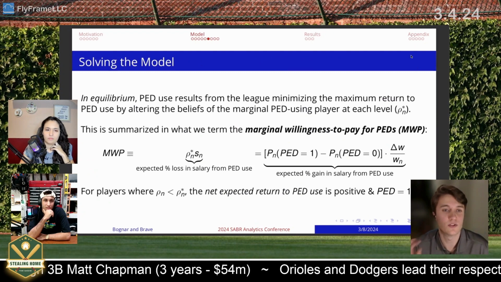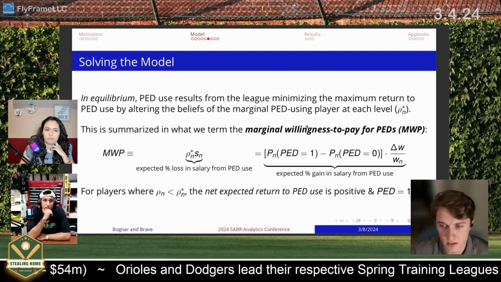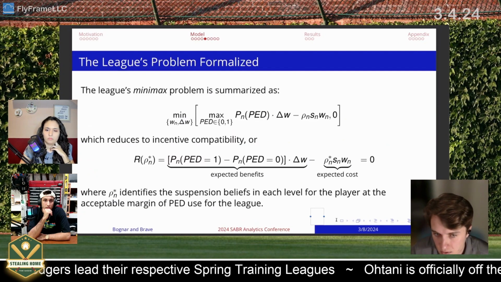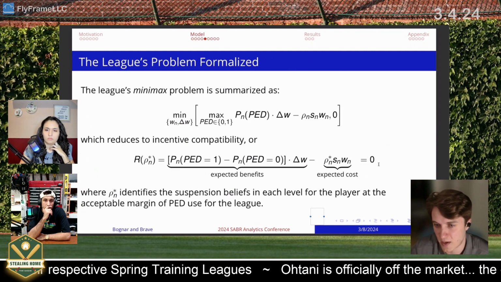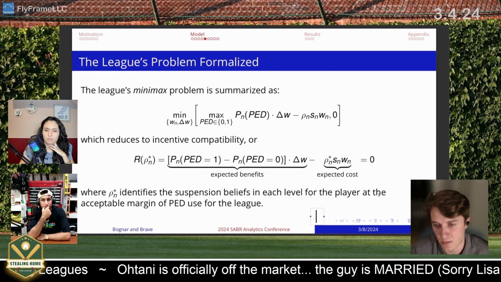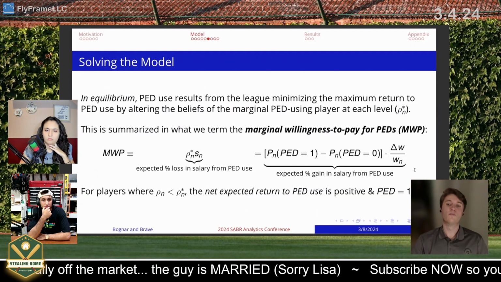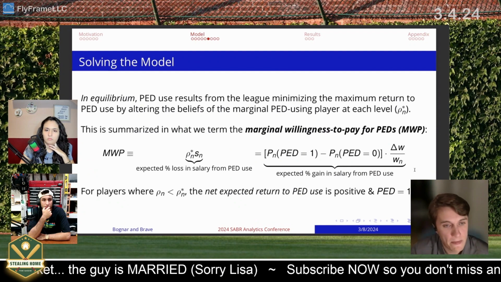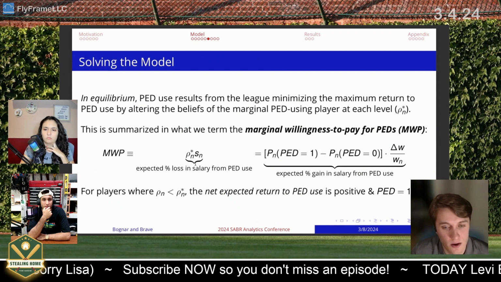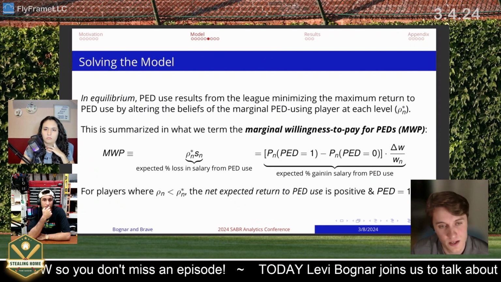So in equilibrium, when we solve the model, simply what we're going to do here is, if I go back really quickly, we're simply going to move the expected cost to the right here by adding the expected costs and then divide by WN. And from here, we can get what's called the marginal willingness to pay for PEDs. The marginal willingness to pay for PEDs is where the expected percentage loss in salary from PED use is going to be equal to the expected percentage gain in salary from PED use.